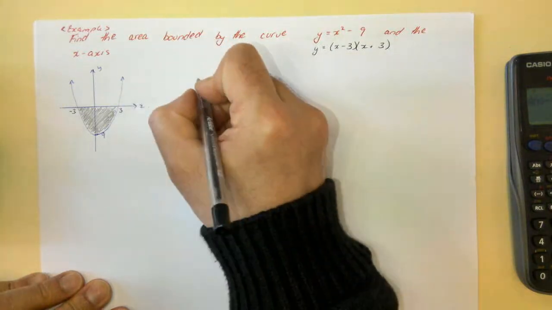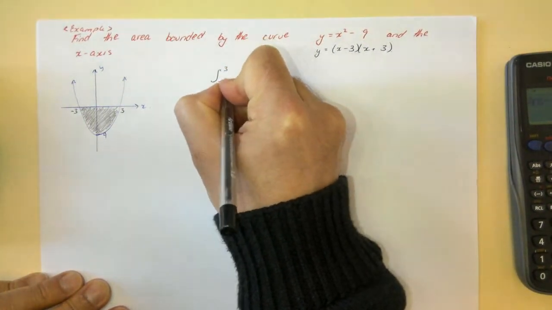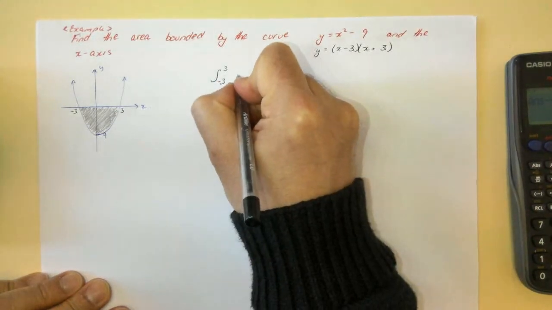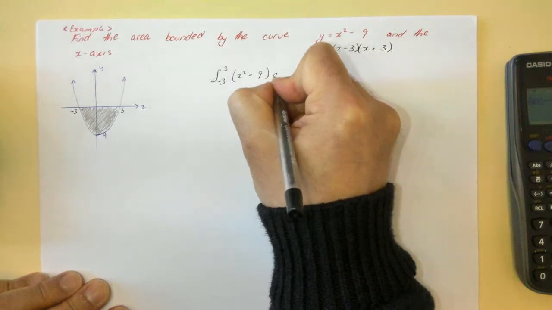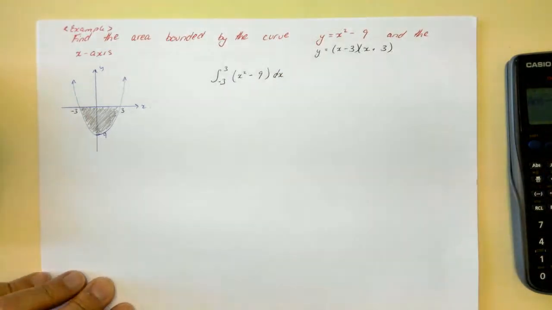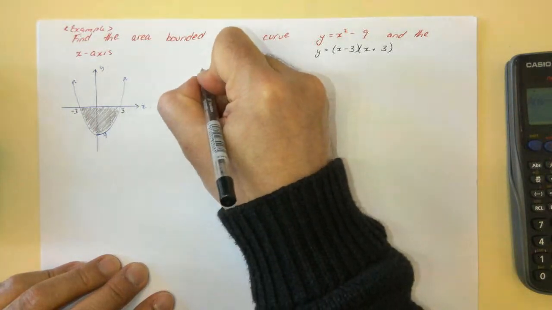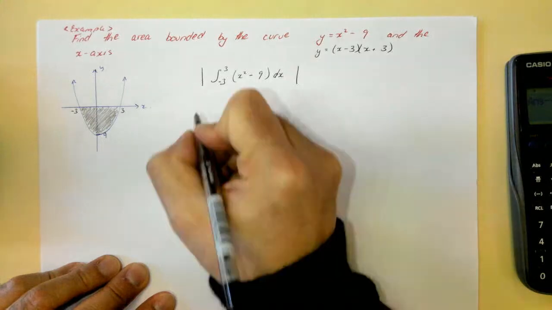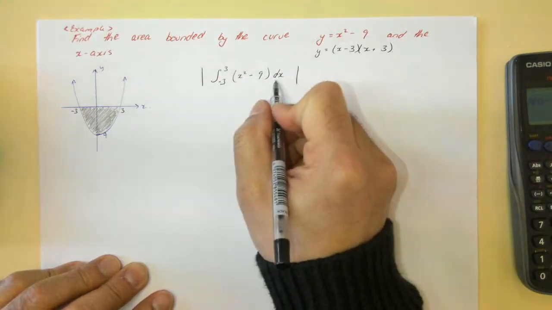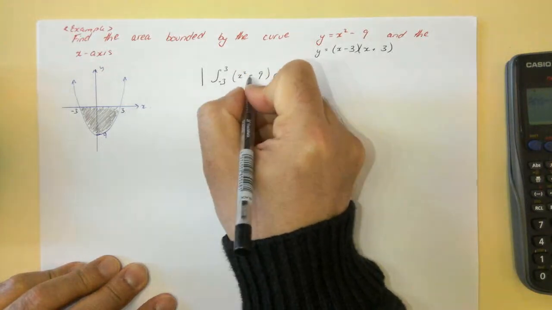above the curve. So what we want to do is integrate from negative 3 to 3 of x squared minus 9 dx. Now, because it's under the curve, I'm definitely going to take the absolute value. Now, I'm going to imagine not taking the absolute just yet, to show you what we're going to get. So we're going to integrate this.